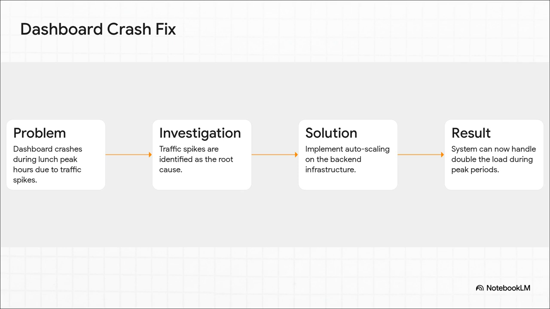Okay, so let's go back to that dashboard crash. A data engineer who really gets this K1 stuff doesn't just hit the reboot button and hope for the best. Nope, they dig in, they investigate, they find out that huge traffic spikes are the real problem, and then they implement a real solution, like autoscaling, which just automatically adds more server power when things get busy. And the results? Now the system is resilient. It can handle even bigger peaks without breaking a sweat.